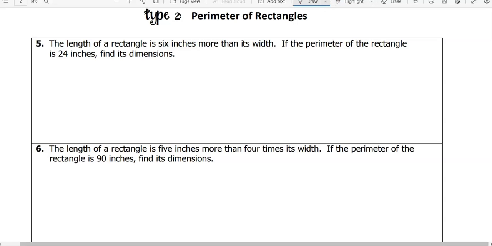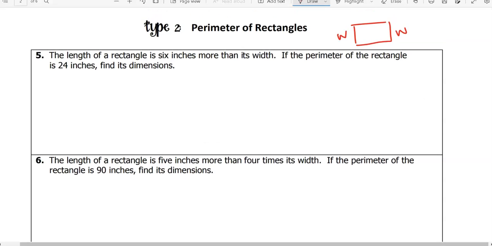All right, we are doing perimeter of rectangles. Great if you know what a perimeter is. What's a perimeter? When you add together all the sides of something, right? Specifically with the rectangle, we have 2 widths and 2 lengths. So if I add those all together, perimeter equals 2 lengths plus 2 widths. That's the equation we're going to be using over and over again. Perimeter of a rectangle is 2 lengths plus 2 widths.